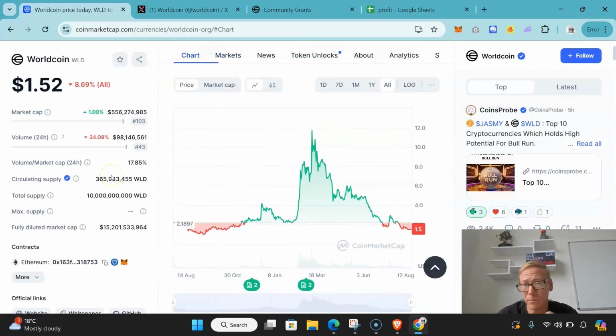As of right now, the circulating supply is 365 million. By year's end, you can add 150 million for September, October, November, December, at least four times. So we're going to be around the billion token region by year's end. But before we get to that point, this could absolutely rock it.